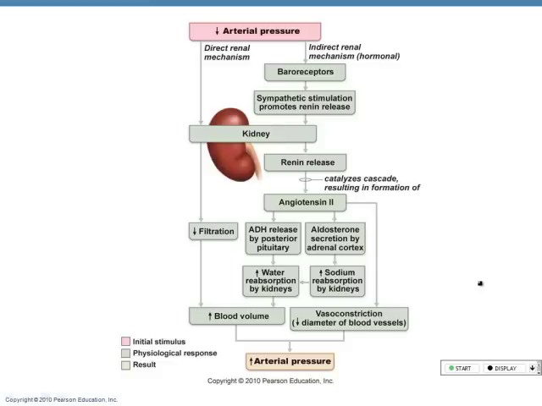If we're talking about the kidneys, what can it do to help? Add more water back into the circulatory system. So when we look at this pathway, we see sympathetic stimulation is going to promote a series of hormones to be released. Those hormones are going to affect water reabsorption.